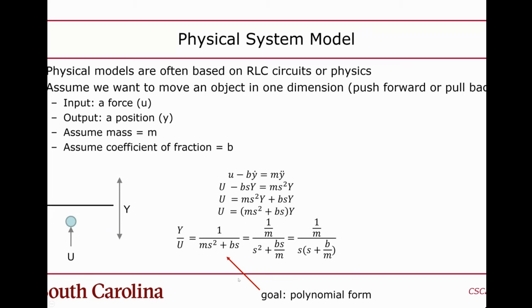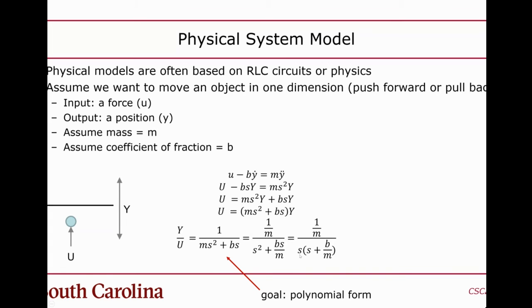And that's my polynomial form, basically. That's the form that I want for a transfer function, except I've got that m there. Usually the format is that the leading coefficient of the polynomial would be 1, right? So to fix that, I can just divide the numerator and the denominator by m, and then I end up with 1 over m divided by s squared plus b over m times s.